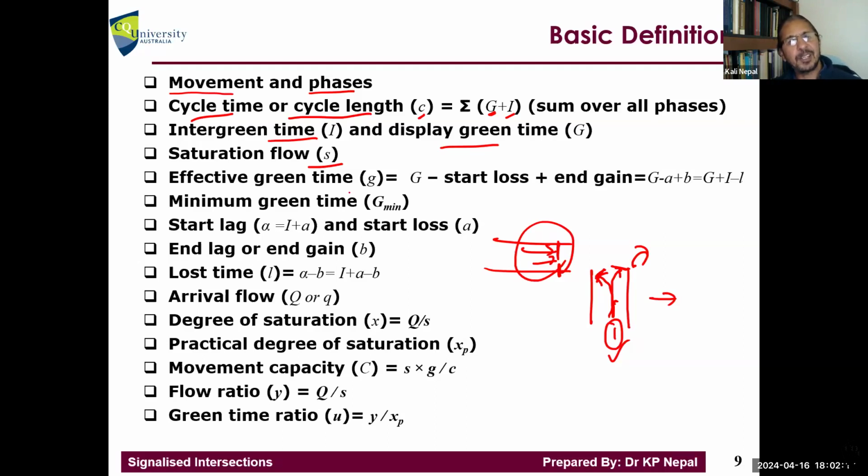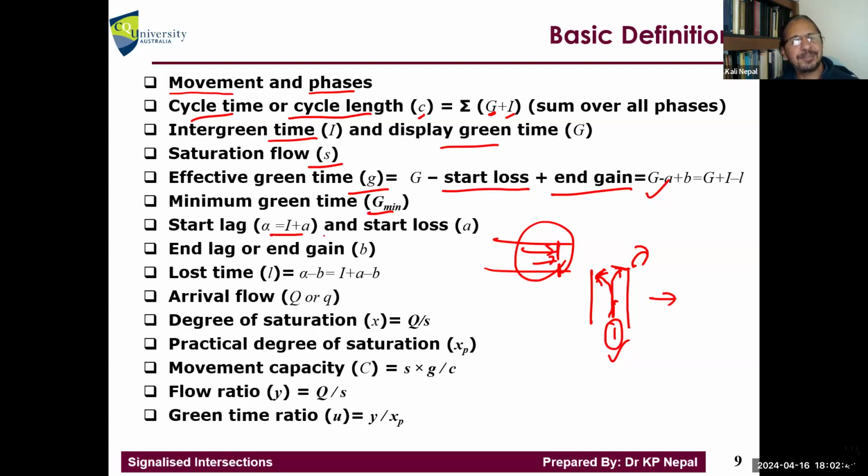Effective green time: of course, at the start there is a loss, and there is a little bit of gain at the end after it turns yellow, because people need to clear the intersection. So there are some formulas to calculate effective green time. Minimum green: sometimes if there is only one vehicle, we cannot provide 1 second of green time for that vehicle. Why? Because that's not sufficient to clear the intersection. So we need to fix some minimum time required, even though the demand is very low.